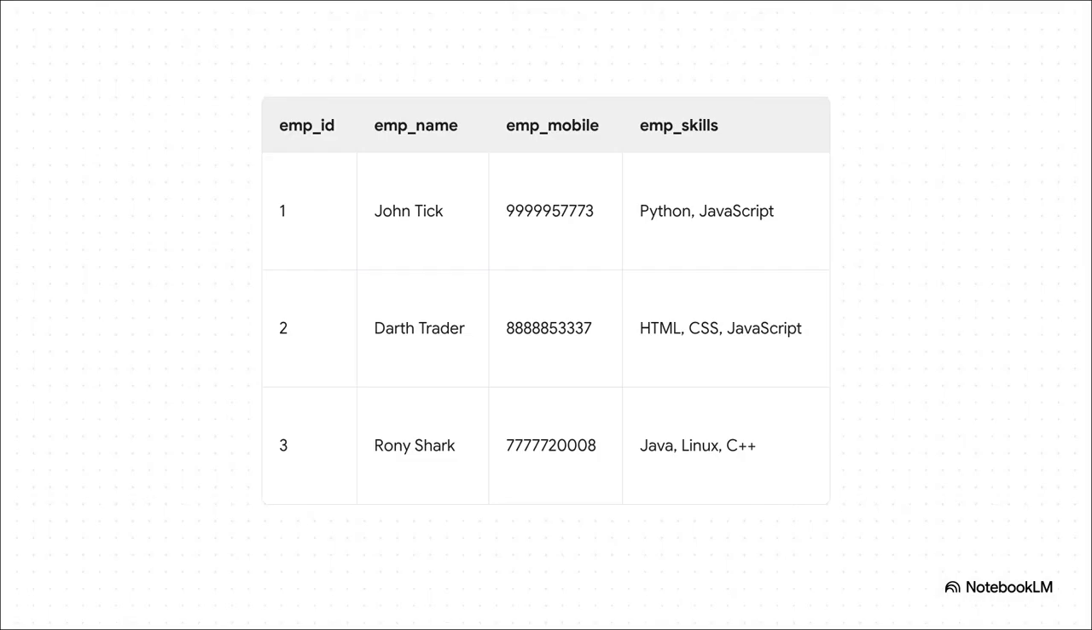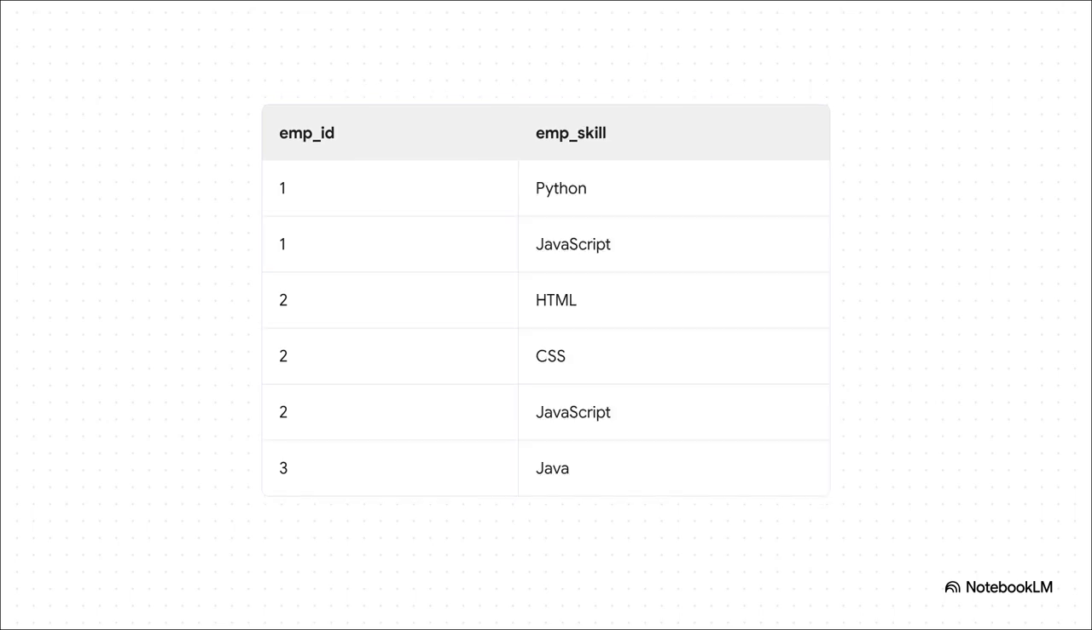This table right here is a perfect example of what not to do. Just look at that EMP skills column. John Tech has Python, JavaScript, all stuffed into one cell. I mean, how are you supposed to easily find everyone who knows JavaScript? It's a nightmare to search, it's a pain to update, it's just messy. This table is breaking the rules of 1NF. So how do we fix it?